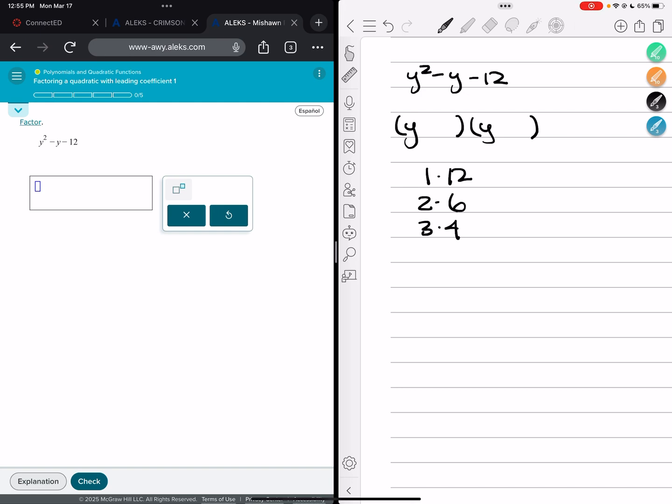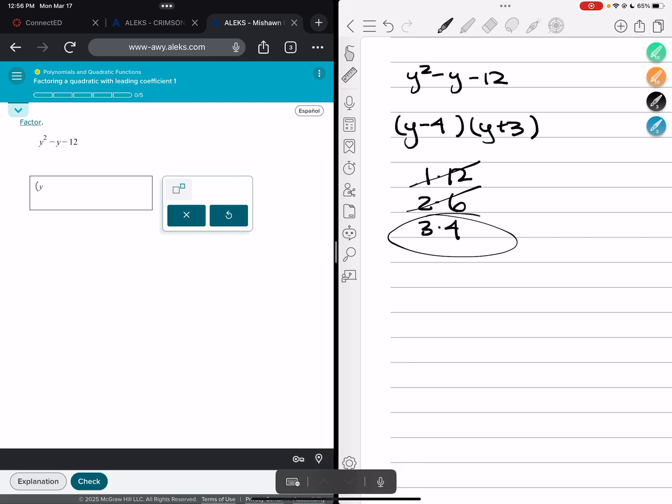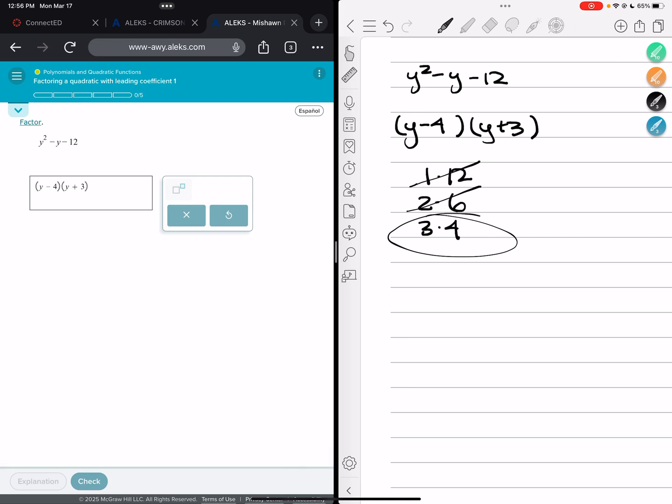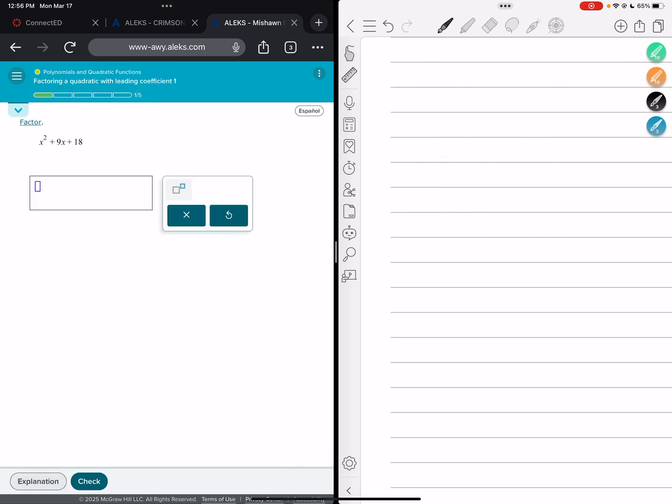If I go 1 minus 12, that would be negative 11, so that one doesn't work. 2 minus 6 would get me negative 4. That doesn't work. 3 minus 4 does in fact get me negative 1. And because I want it to be negative, it means I want my bigger number to be negative. So I'd go y minus 4 and I'd go y plus 3. So that's how I'd write it down as I go parenthesis y minus 4, y plus 3, which we can check.